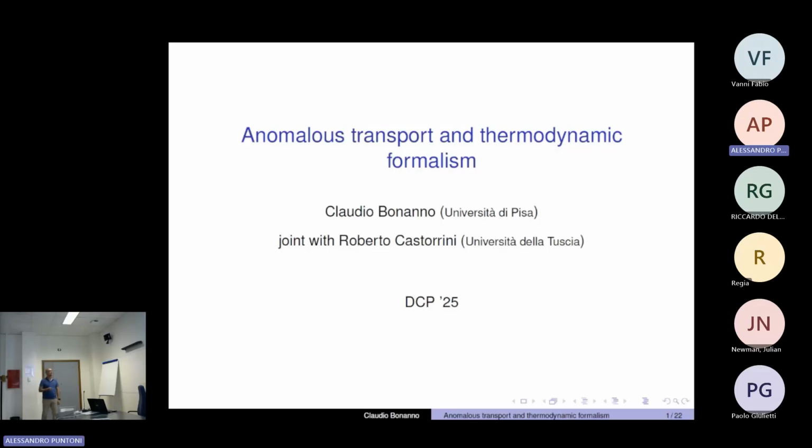So today I will talk about something which is actually joint work with Roberto Castorini, who is down there. Contrary to what you would expect, I will present one result which is about thermodynamic formalism in dynamical systems, but I will not talk about thermodynamic formalism. If you know it well, fine; if you don't know it, don't worry, because you don't need to know it. I will spend most of the time to motivate it. Most of the talk will be one of the main motivations behind our results, and it has to do with anomalous transport, and in particular anomalous diffusion in dynamical systems.